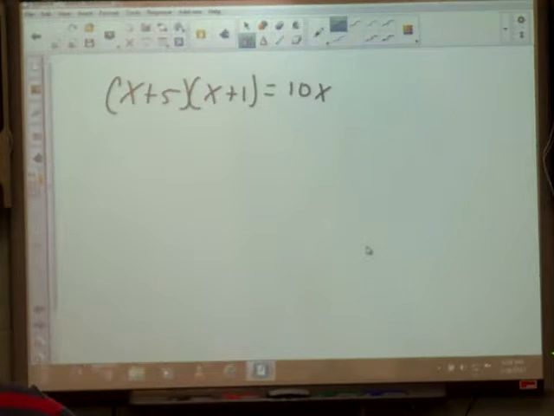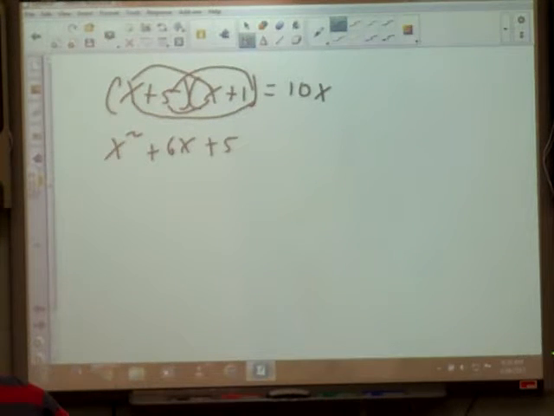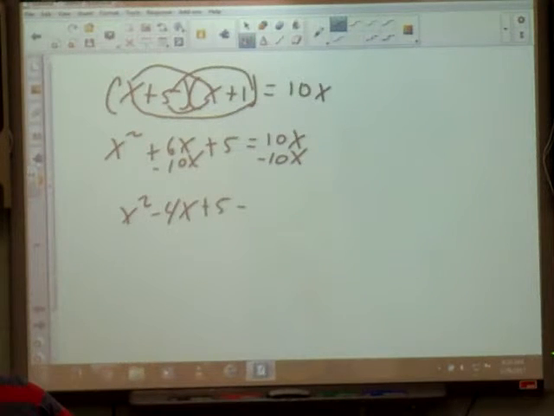We're trying to get it in the standard form, so first is x squared. Outer is 1x and inner is 5x, so that gets me 6x. And then last is 5. It's still not equal to 0, so I got to move that 10x over. So when I subtract that, it gets me x squared minus 4x plus 5 is equal to 0.